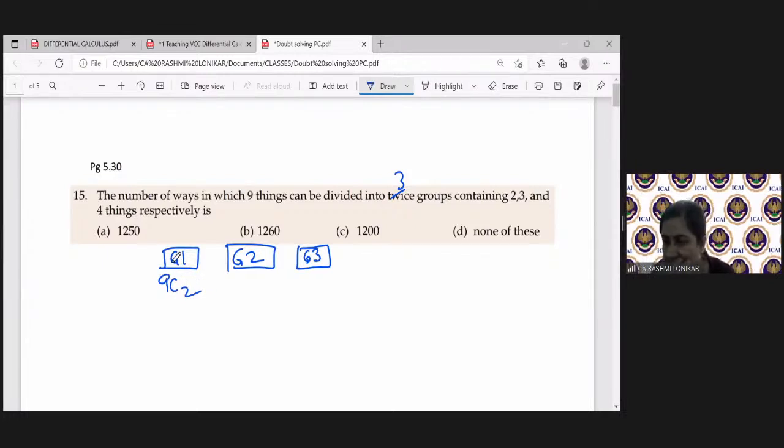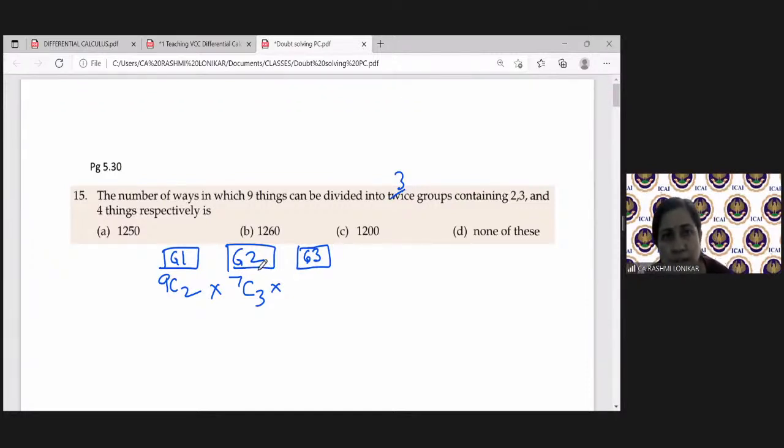Now I have put 2 things in this group 1. How many things are left? 9 minus 2, 7. How many things do I need in group 2? 3 things. So 7C3. After I have put 3 things over here, how many things are left? 4. And how many things do I need to put in group 3? 4. So that is 4C4.